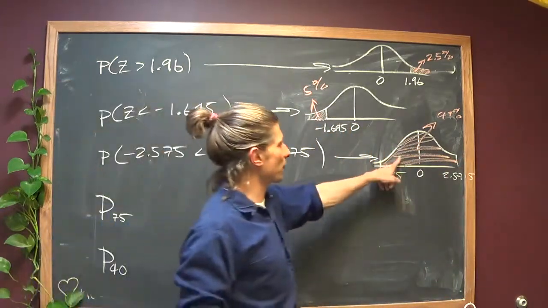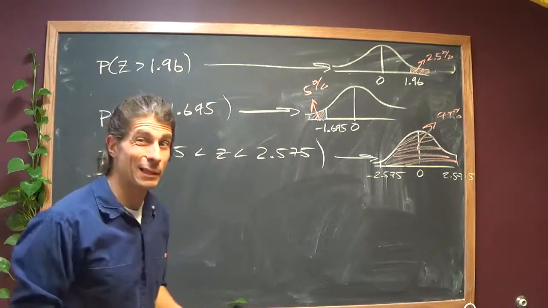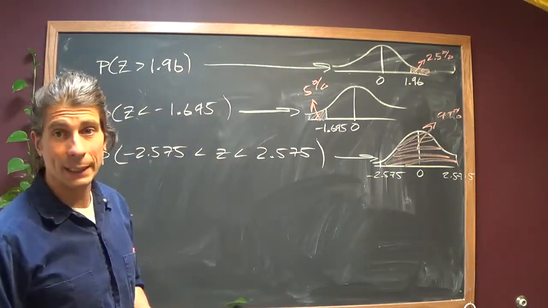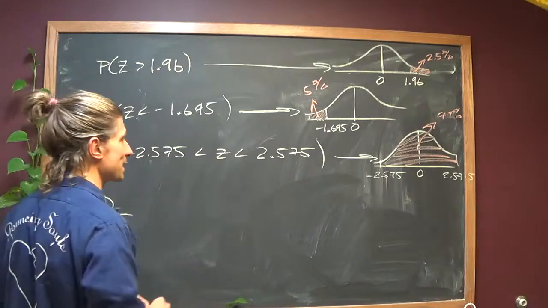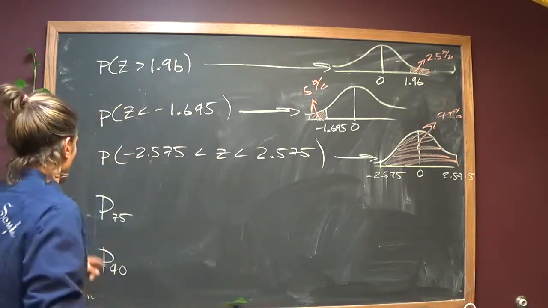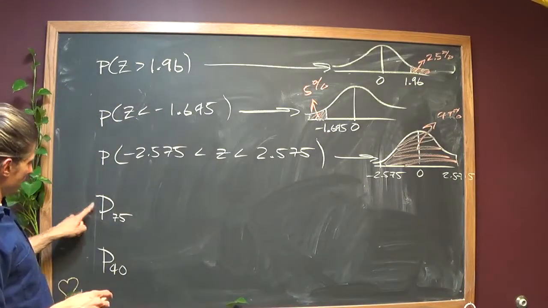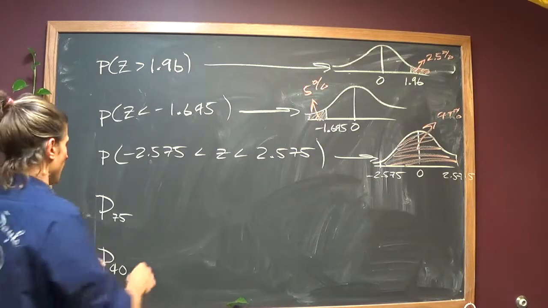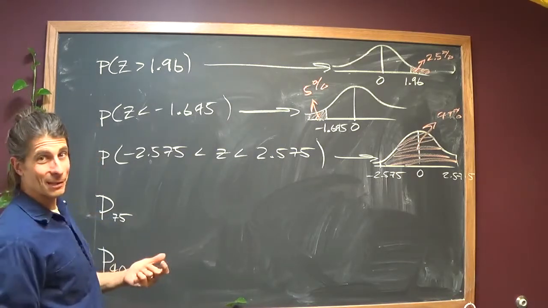This is probably the most important for 244ers because that's one of the first things we do in 244, start knocking down the idea of a confidence interval. Okay, so these two over here, the 75th percentile and 40th percentile, hopefully you recognize those as percentiles.